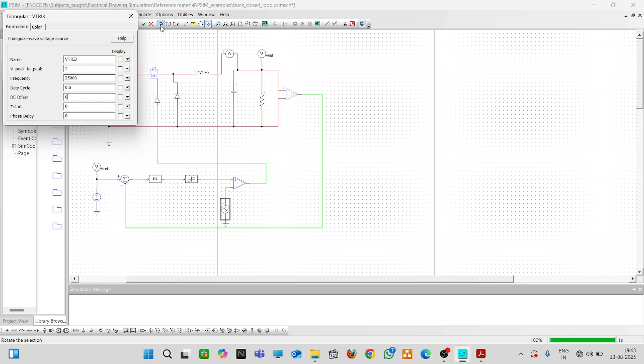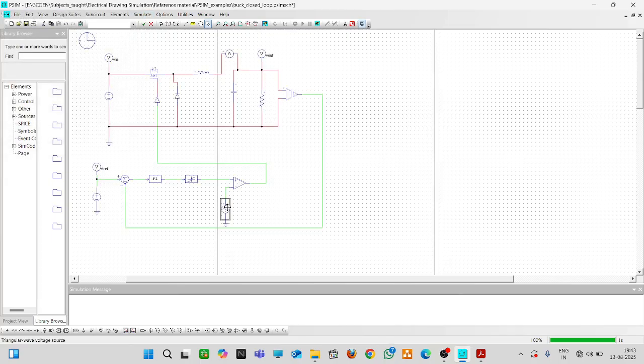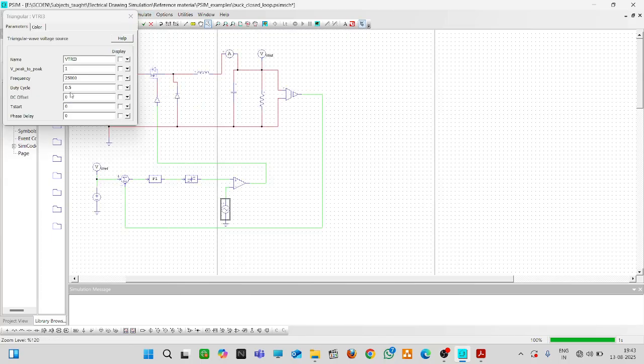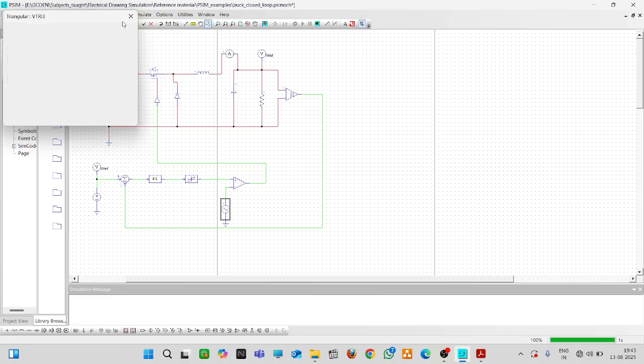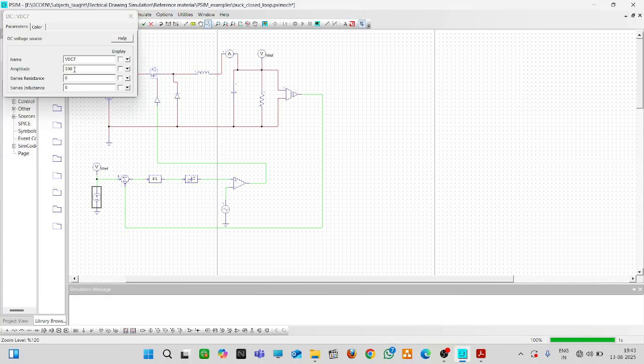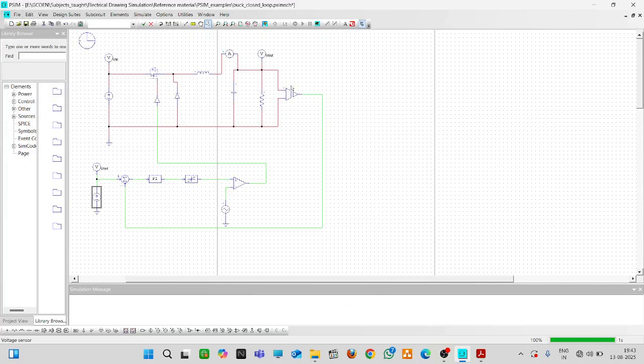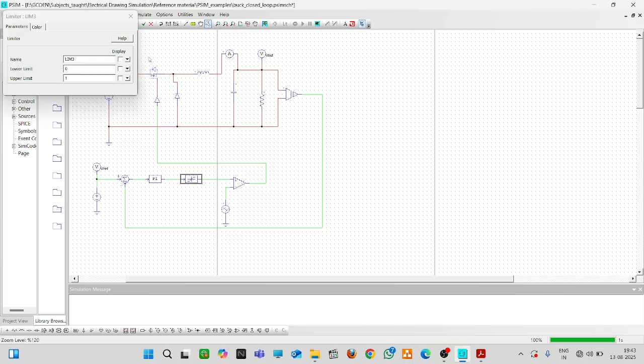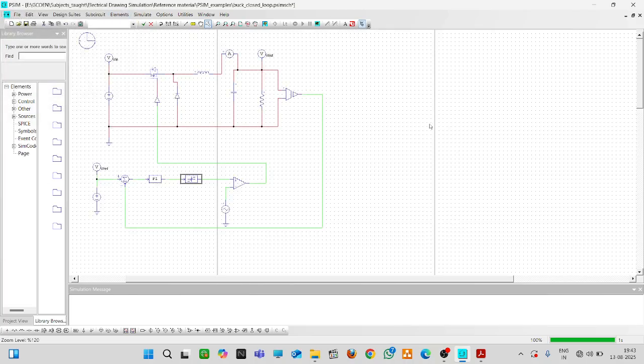Let us see. Okay, this is 25 kilohertz, 0.5 duty cycle. This we have set as, okay, this is the 20. We need to obtain 20 volts at this. Let us check whether we have obtained the results properly or not. This is in the closed loop configuration.